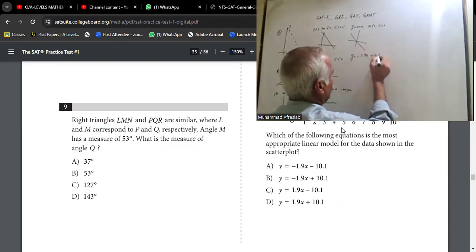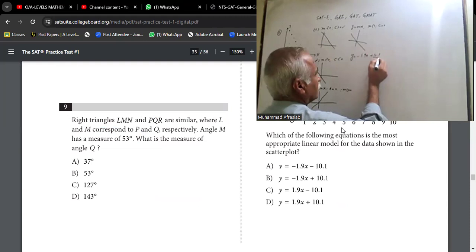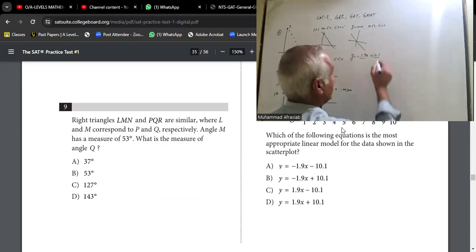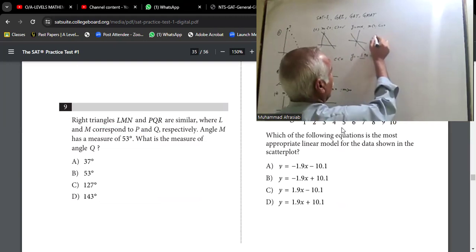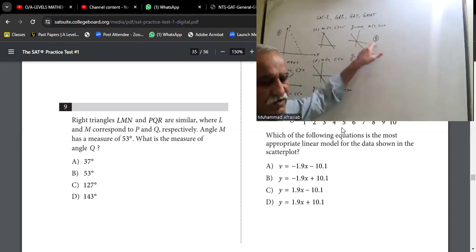plus 10.1, the y-intercept is positive and the slope is negative. So this is the shape of this graph. This is the choice given to us in part B. So the solution of this graph, according to this theory, is the choice B.